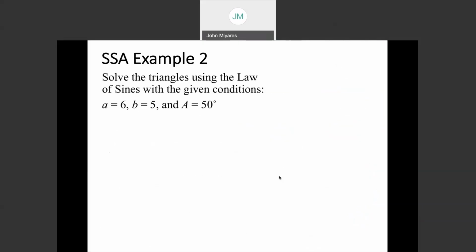Now, this process doesn't always generate two solutions, but it is something we have to consider and check for every time. Here's another example. Suppose we have sides A equals 6, B equals 5, and angle A is 50 degrees. Let's say we start by applying the law of sines to say that the sine of angle A over side A equals the sine of angle B over side B. Just like before, we can cross multiply, and then we'll divide by 6 to get sine of B by itself, 5 times the sine of 50 degrees, all divided by 6, which will give you sine of B equals 0.63837.